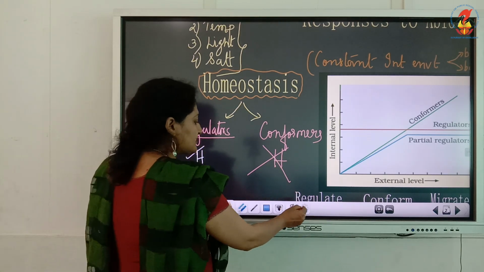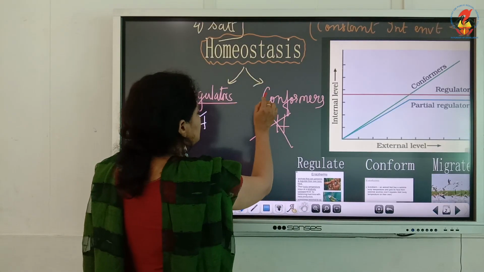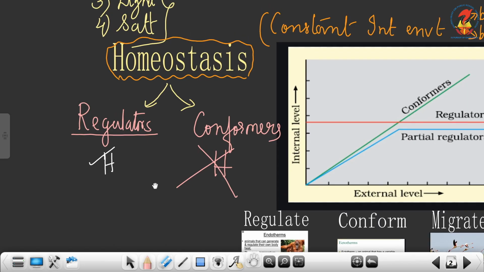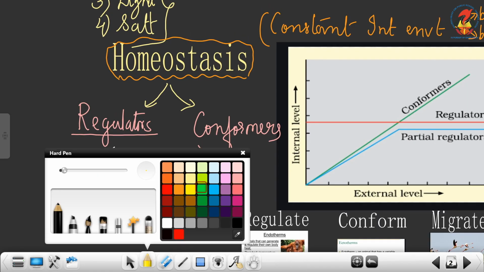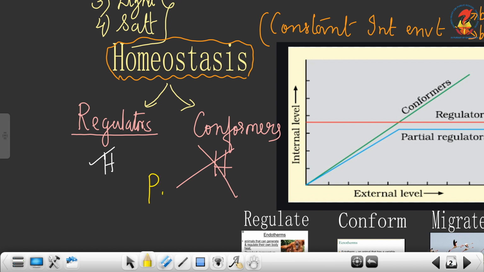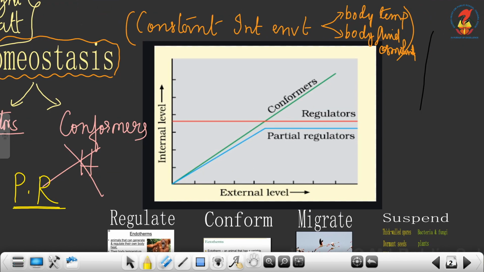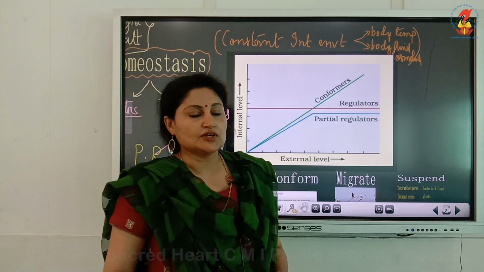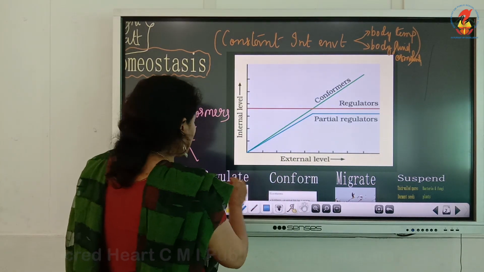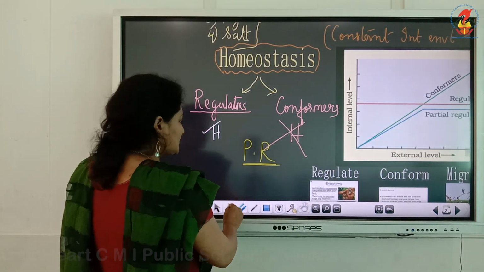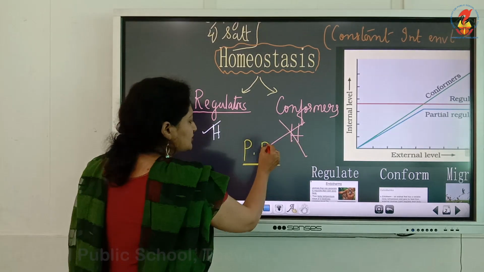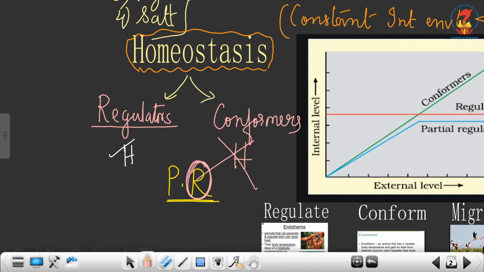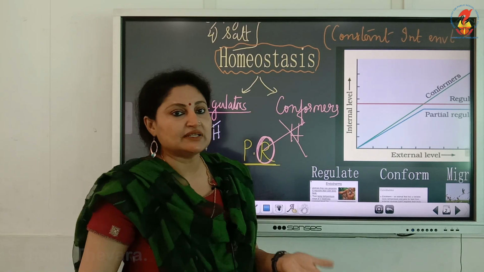Now we have a third category in between regulators and conformers. They are called the partial regulators. As the name suggests, they regulate up to a certain limit, beyond which they simply conform. So from the very name you can get the answer, because it is called partial regulators. First you give importance to regulation. So they regulate to a certain extent, after which they simply conform.